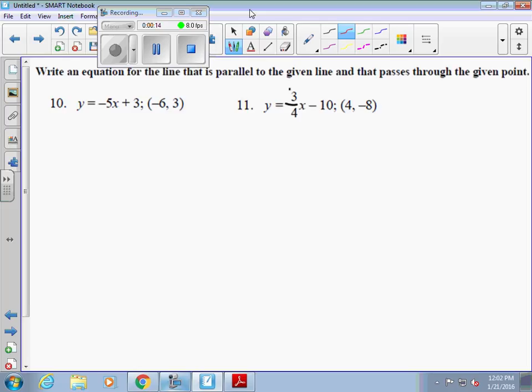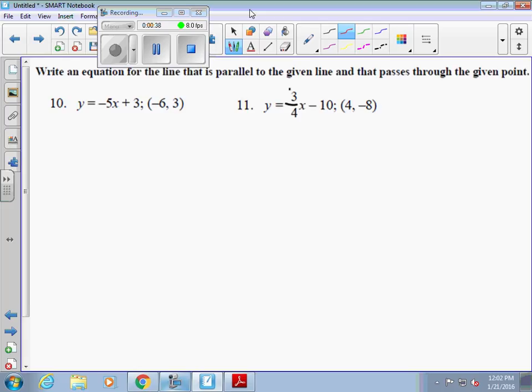It says write an equation for the line that is parallel to the given line and passes through the given point. Now, when we originally did these problems, we did them as slope-intercept form. We had a slope and an intercept. In this number 10, y equals mx plus b, you can see a slope and an intercept, but you're given a point. This week we learned about point slope form.